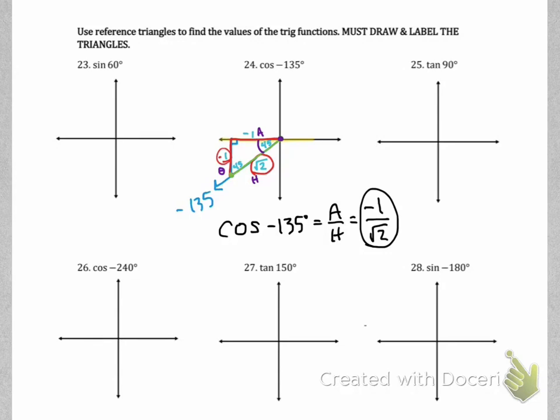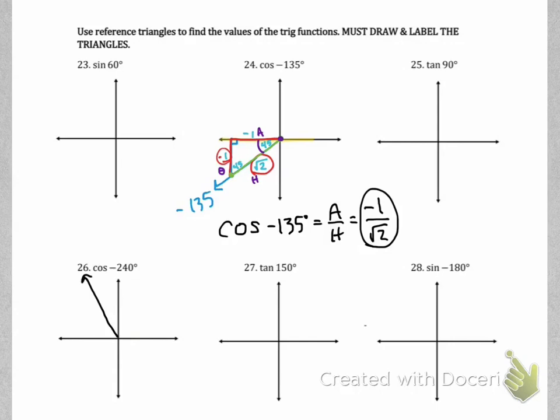Alright, let's take a look at problem number 26. Cosine of negative 240. So once again, I have to draw that angle measure. Hopefully you're getting good at doing this by now. So I go in the negative direction, that means downward, so I'm going to go negative 90, negative 180. Now if I keep going, I'm going to hit 270. So 240 is going to be somewhere between these two lines. Where is it exactly? Well, it is going to be right up here.